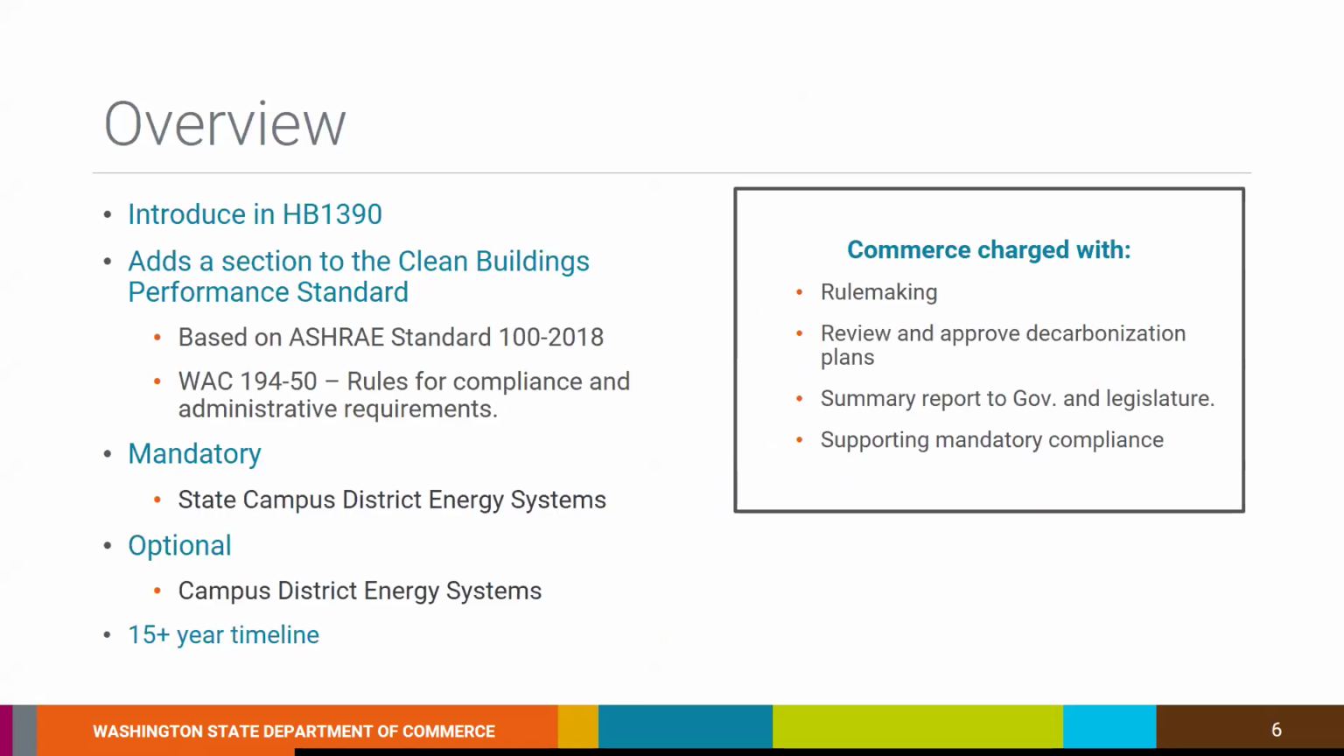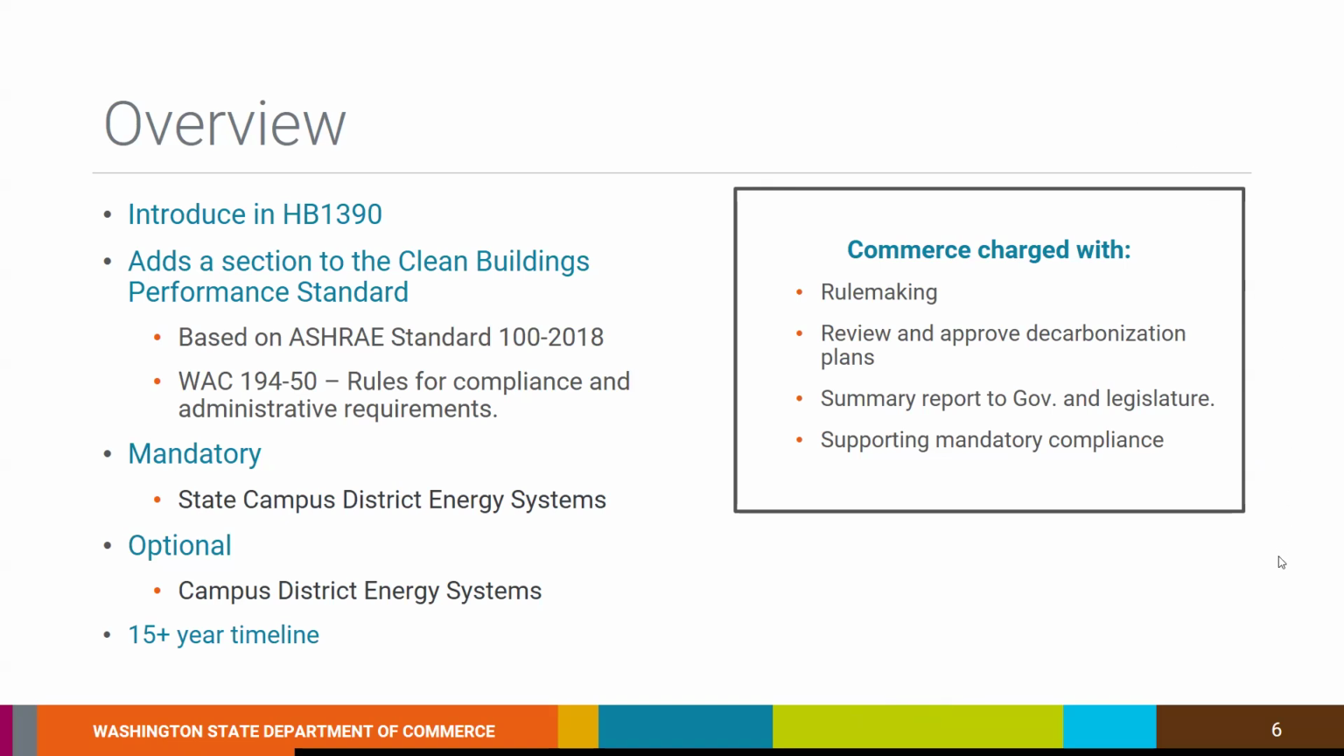Next slide, please. So allow me to give you just a brief overview of how we got here. House Bill 1390 was introduced in the 2023 legislative session. The bill expanded the Clean Buildings Performance Standard to decarbonization of district energy systems. At the beginning of this year, 2024, we started our rulemaking workshops. Some of you may have attended. We had 4 in total. So we recently filed our CR 103. This is kind of the final step in the whole rulemaking process. It finalizes the rules, and then the rules are added to the Washington Administrative Code.